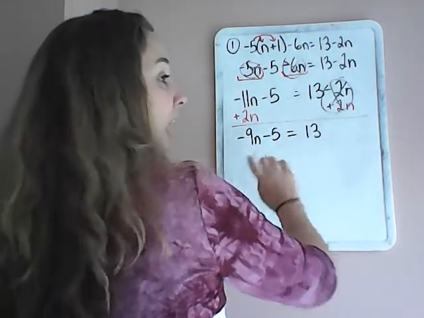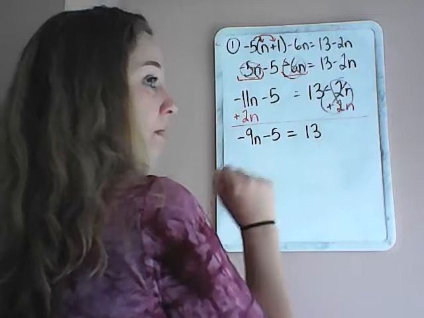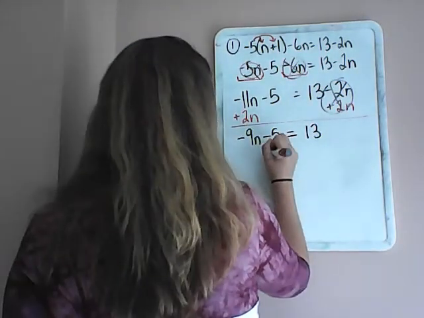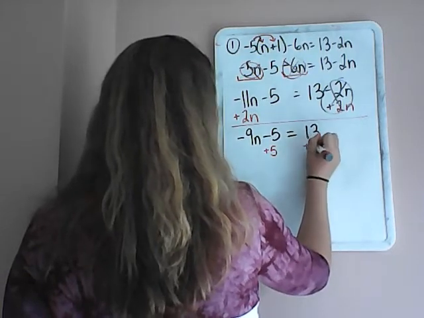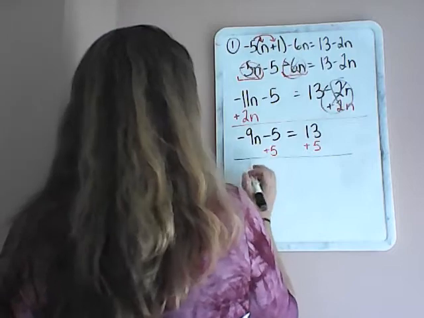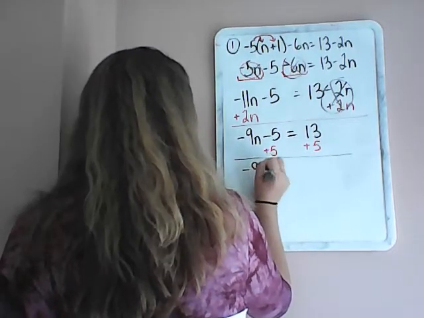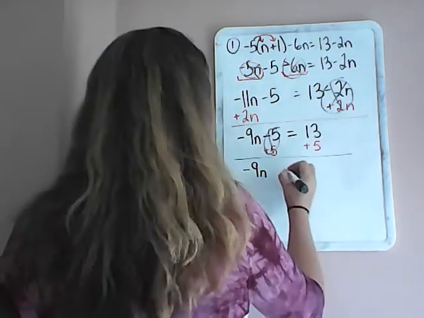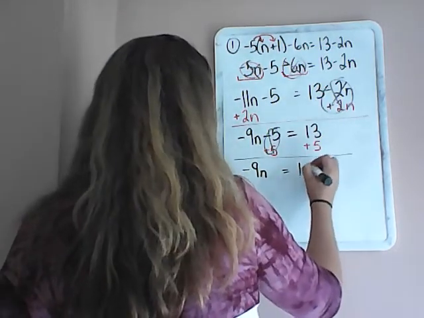Now I'm going to get this 5, this constant, this just normal number, to the right. So I'm going to add 5 and add 5. This guy just comes down because we didn't touch anything. -5 plus 5 zeroes out. That's why we did it. And that equals 18.